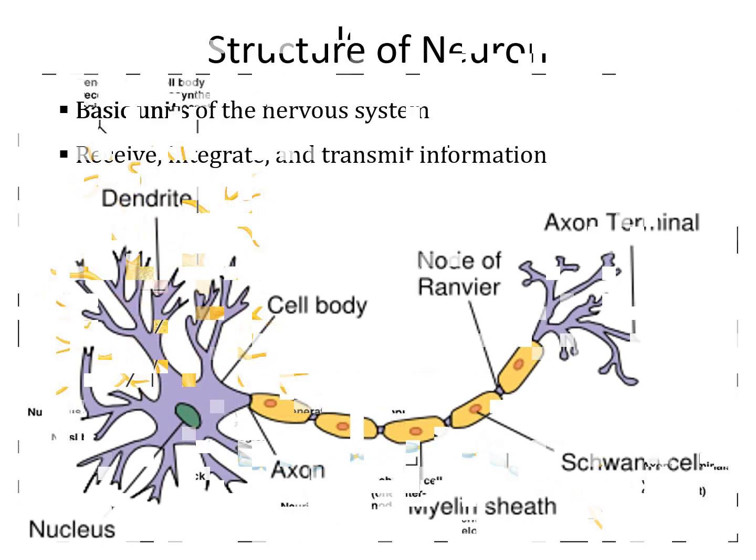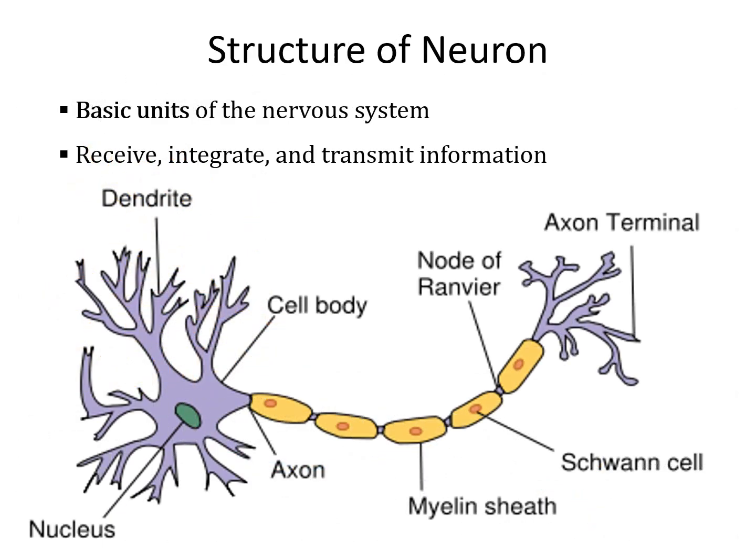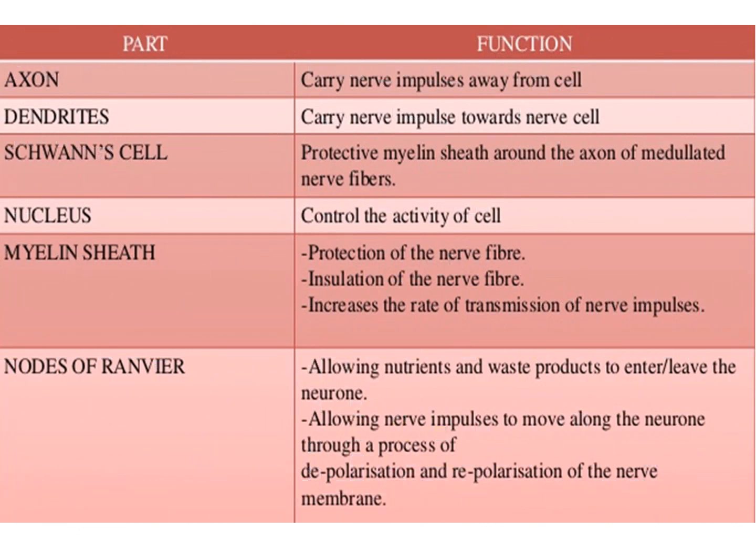Now let's see the functions. We call neurons the basic structural and functional unit. They receive, integrate and transmit information. The impulses come to the dendrites, otherwise called the receptive zone, and they receive the impulses. The action potential of the neuron is initiated from the axon hillock, and from there it is transmitted through the axon. So here we can see the part as well as the function.